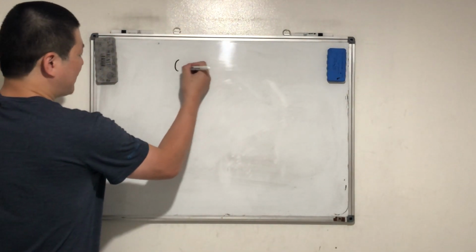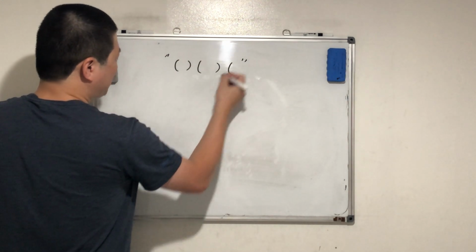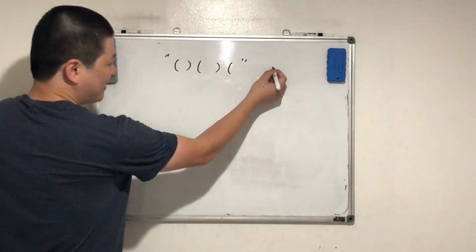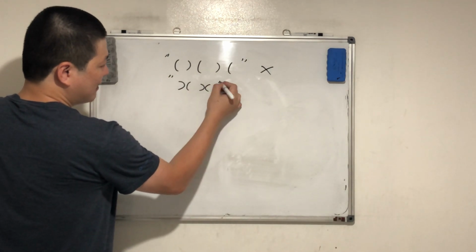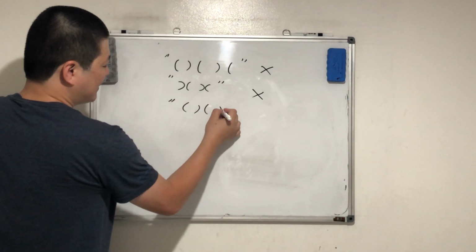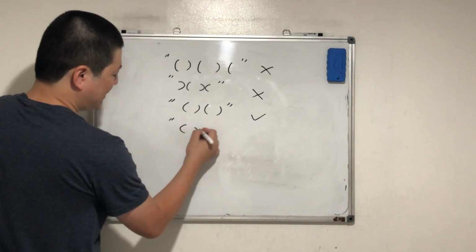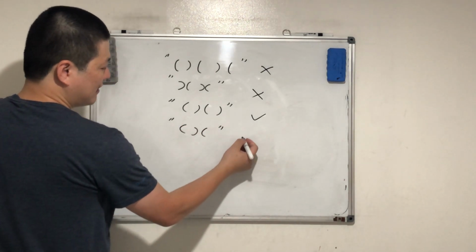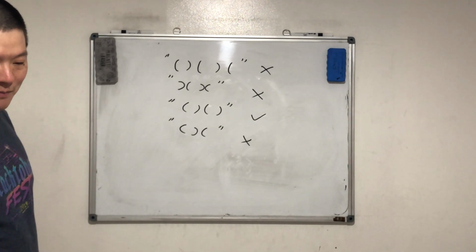A long time ago we talked about parentheses. Given a string of parentheses, how do we check if it's valid, if it comes in pairs? So this is not valid, right? And this is not. And this is not. Okay, so how can we do it?